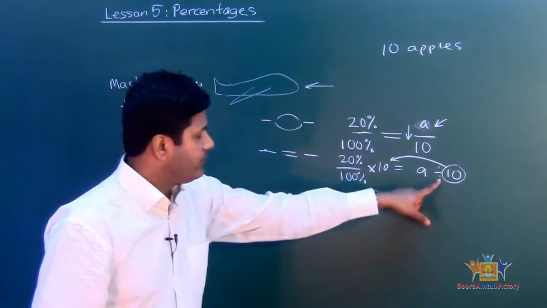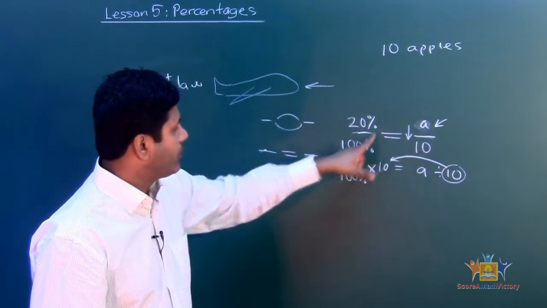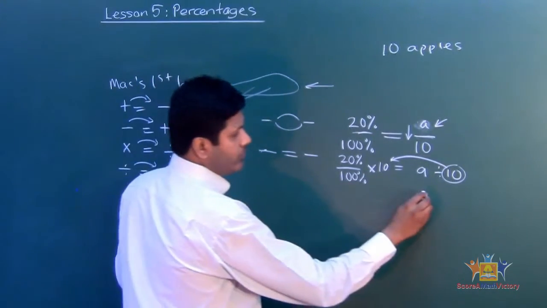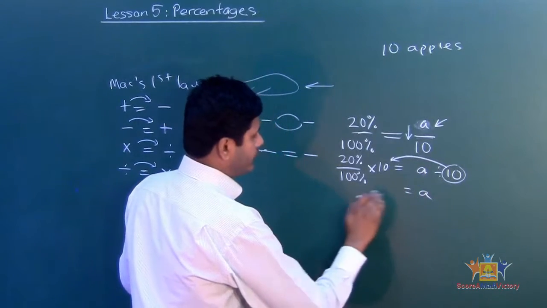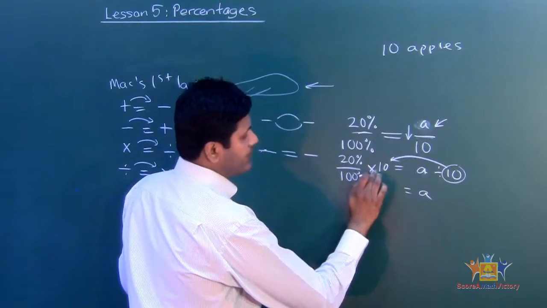Okay? From division becomes multiplication. So in other words, from this I bring it across, it becomes like that. Alright? So now I can solve it. So I know A equals 20% over 100% times 10.